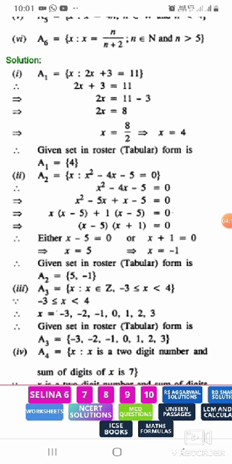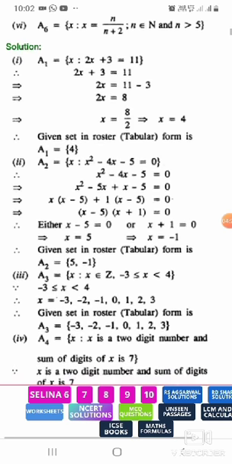These two are called the solution for the equation. So x equals 5 and x equals minus 1. So A2 we can write as 5 comma minus 1. Here it may be a negative integer that we have got. So there are two elements in this. The two elements are 5 and minus 1.